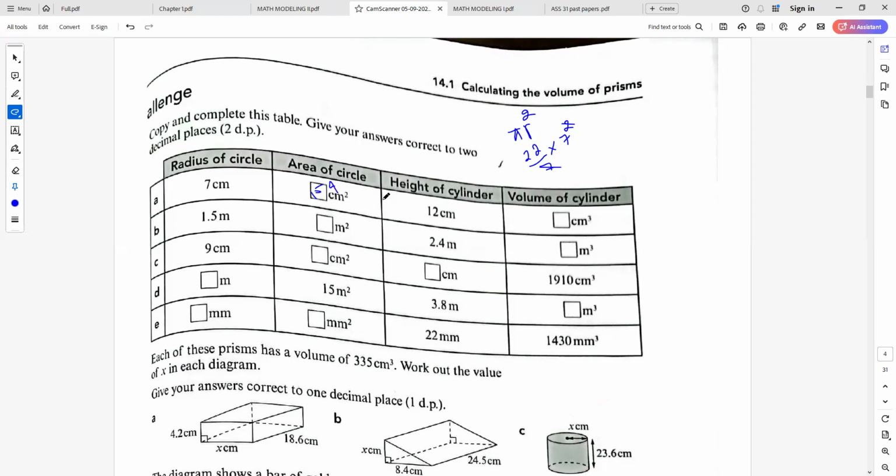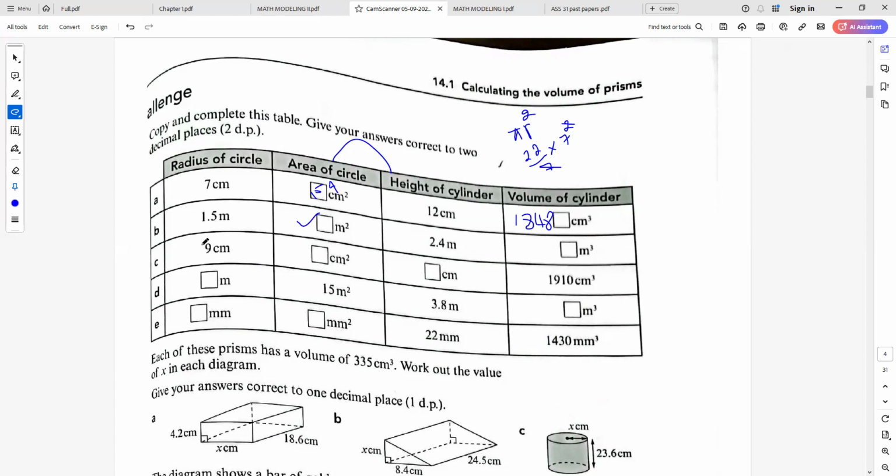Then the height of the cylinder is given. Then you have to multiply this and this. 154 times 12 will give you 1848, which is the volume of the cylinder. 1848. Then here you see this is given. You can do this question the same way also.